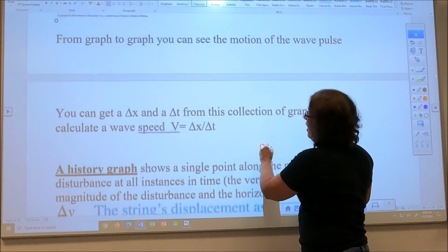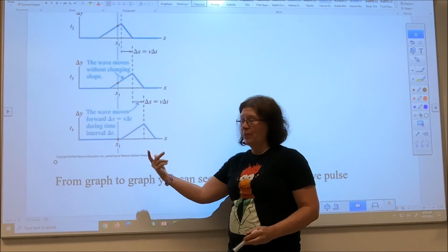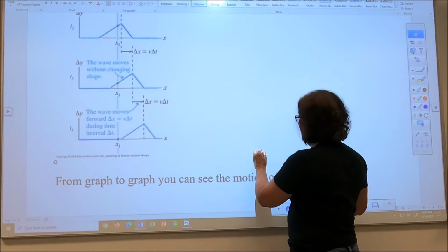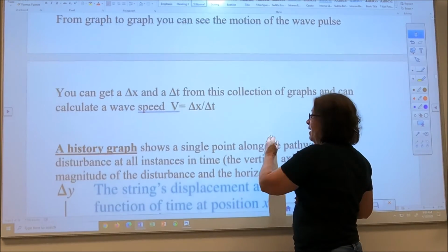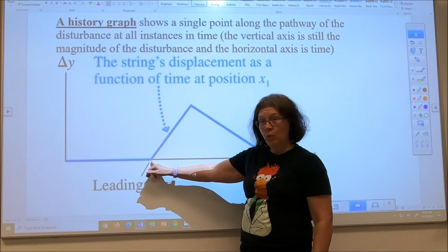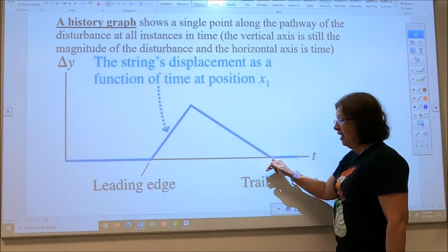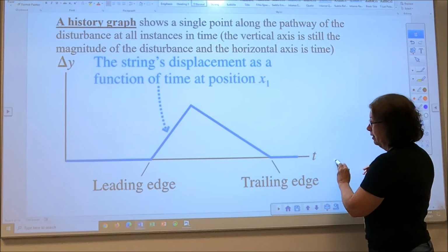Now, look at this graph, and let's look at this one. Notice that they're flipped. Okay? If you look at the shape of the graph, it looks flipped. And in a history graph, the leading edge, where you hit first, is earlier in time, and this is later in time. Okay?